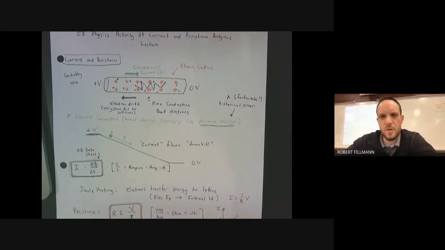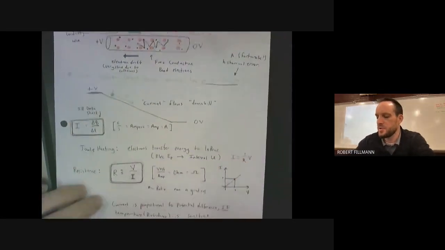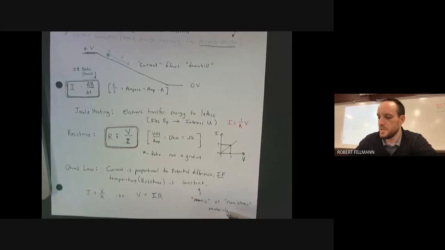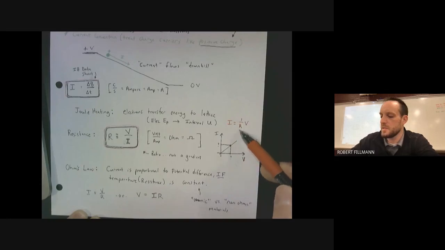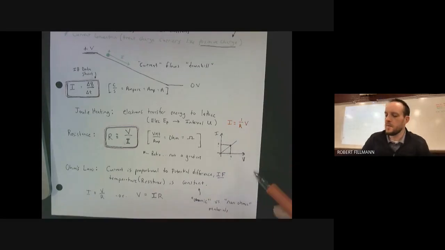So for a lot of real devices, as they heat up, if temperature changes, the resistance changes. And if we're thinking about this as being a linear graph, that kind of implies that this is just going to be a constant value. The 1 over R is going to be the slope. But if R changes, then this is going to be nonlinear. So a nonlinear material is called a non-ohmic material.